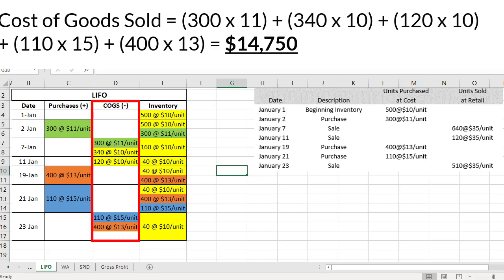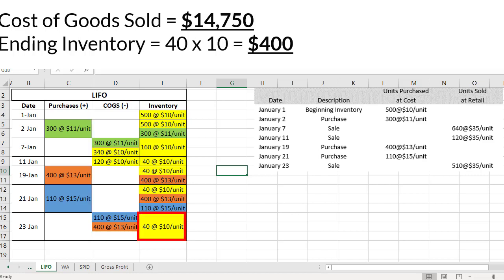Thankfully for inventory, all we need to do is calculate the balance as of the final date, which is January 23rd. So that's 40 times 10 equals $400. So technically we are done. We got the cost of goods sold to be $14,750 and the ending inventory is $400.